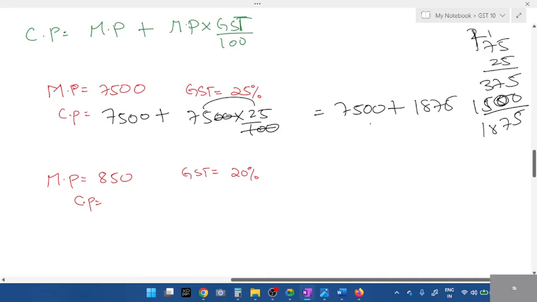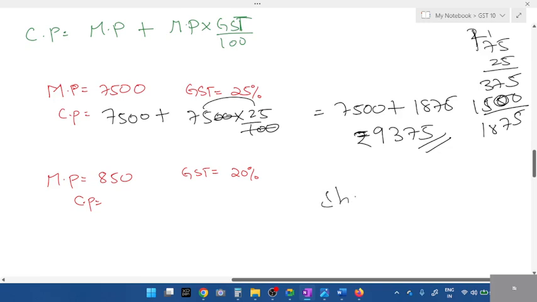When you add both, what's the answer, students? 9,375. Okay. This is the amount to whom you have to pay. This is the amount to whom? Yes, to the manufacturer.